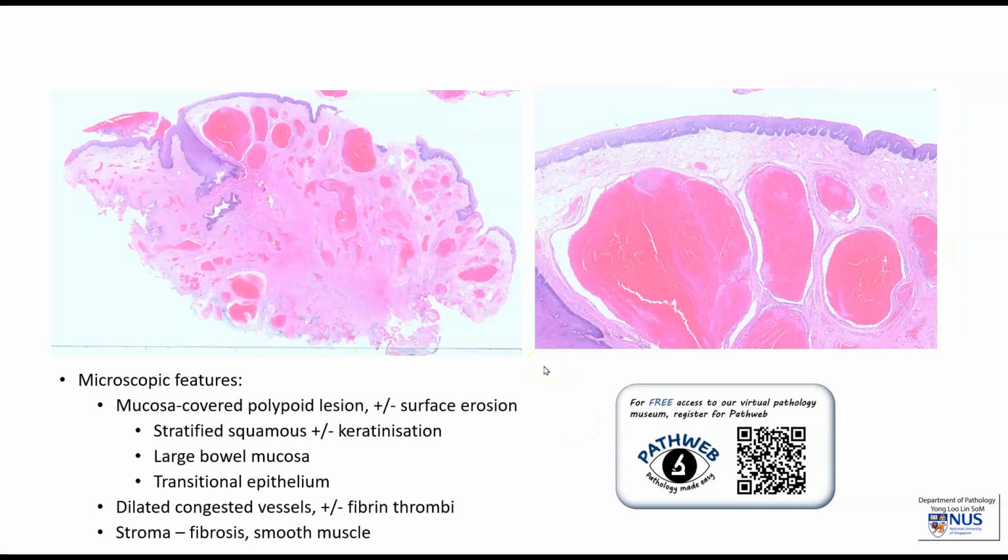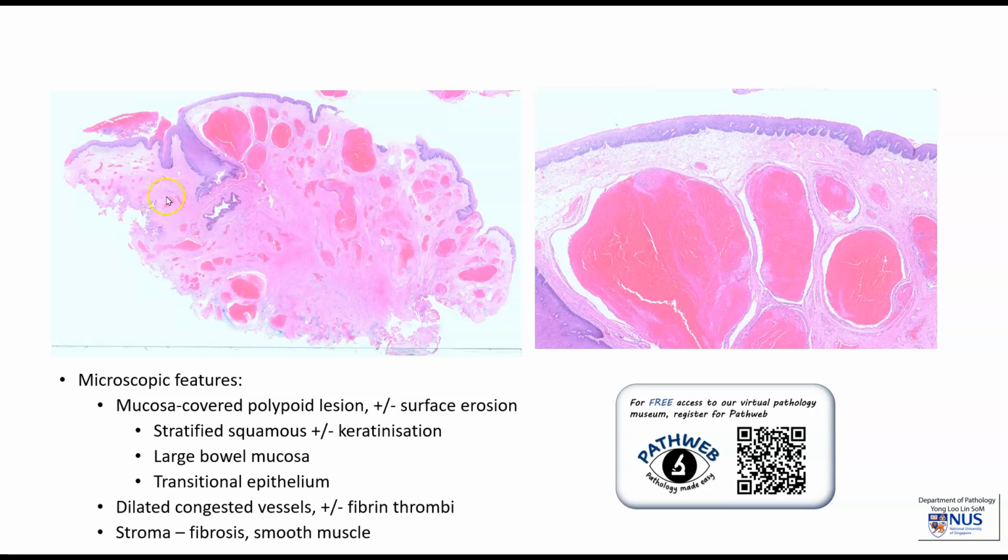On microscopic examination, we would see this polypoid lesion covered by mucosa, which can be colorectal type, or it can be stratified squamous, keratinizing or non-keratinizing. And below the mucosa, we would see these very tortuous, dilated, congested vessels filled with blood. And sometimes we can see fibrin deposition, which is evidence of thrombosis.